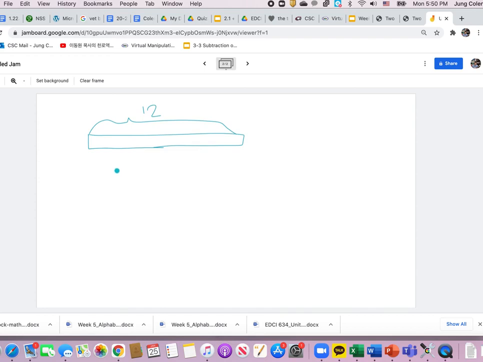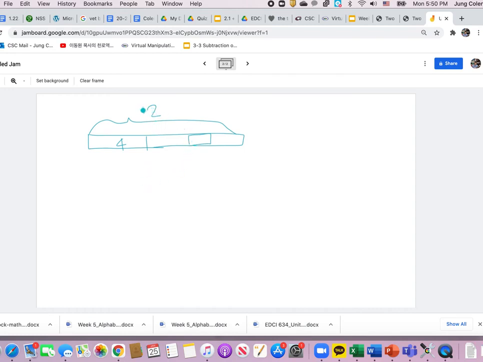Altogether is 12 pennies. George put in 4 pennies. And Sandra put some, but we don't know how many Sandra put in, right? So we can put it as a blank and students can find that. So 4 and what makes 12? Again, there are a lot of strategies to find this.